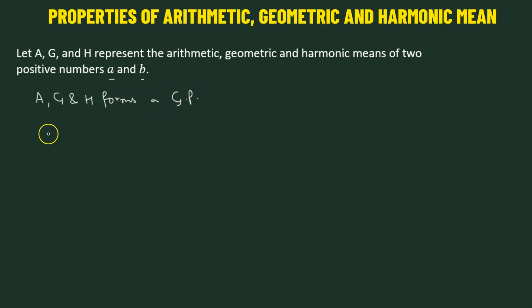Okay, so we know that if the arithmetic mean of a and b is given by A, then A will be simply equal to (a plus b) divided by 2. If G is the geometric mean between a and b, then we have G equals the square root of ab. And the harmonic mean of a and b will be simply H equals 2ab divided by (a plus b).